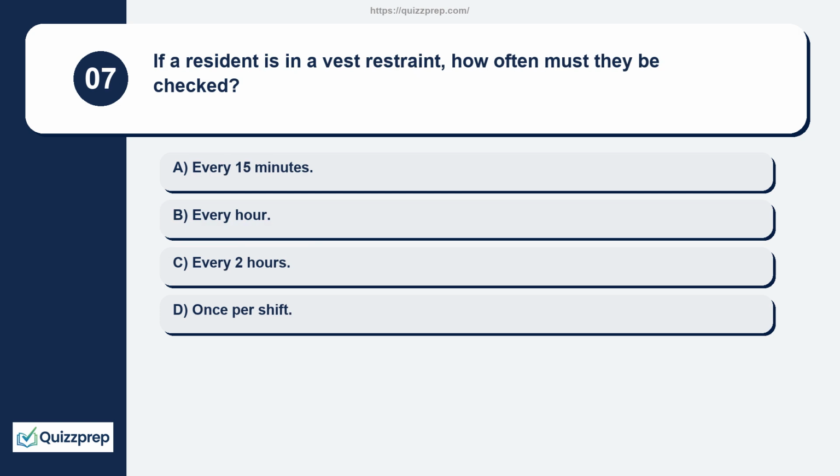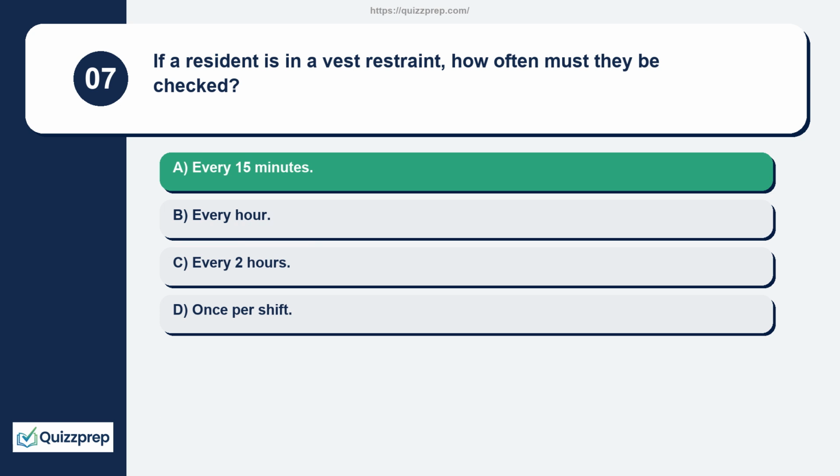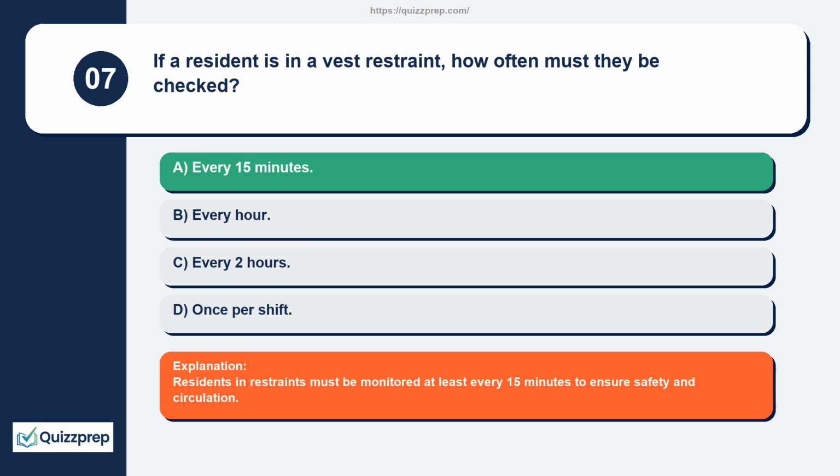Question 7. If a resident is in a vest restraint, how often must they be checked? Every 15 minutes, every hour, every 2 hours, or once per shift? Residents in restraints must be monitored at least every 15 minutes to ensure safety and circulation.